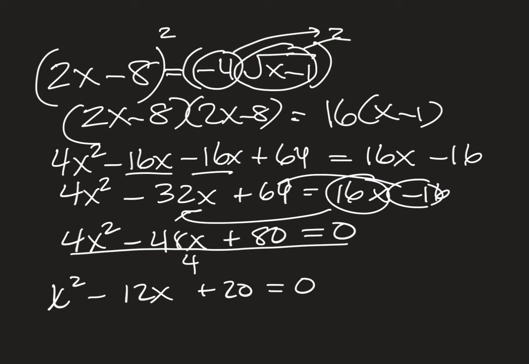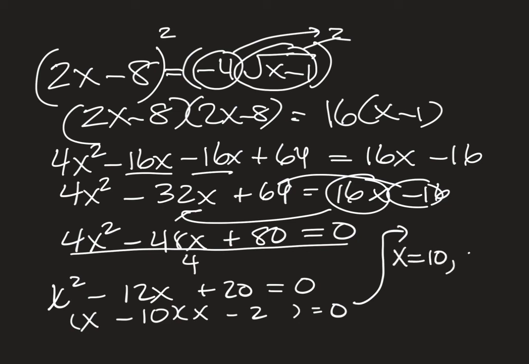Okay, and this one's nice and factorable. So let's see, I'm looking for numbers that multiply to 20 that combine to a negative 12. So it's going to be x minus 10 and x minus 2, because that multiplies to a positive 20 and also combines to a negative 12. So when I set each one of those equal to 0, I get x equals 10 and I get x equals 2.